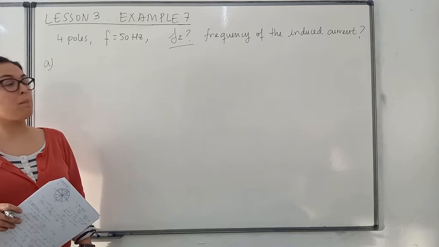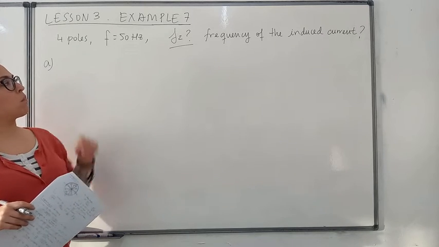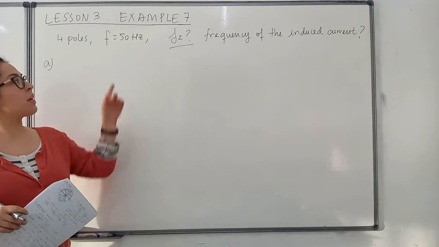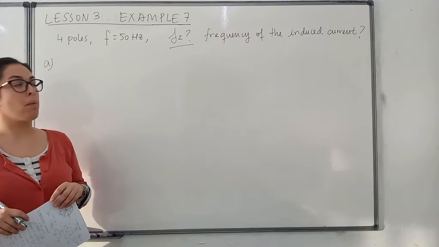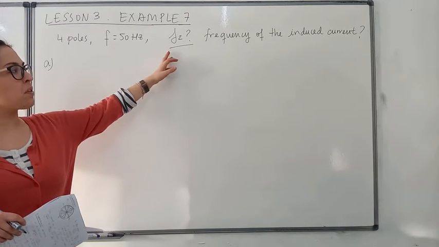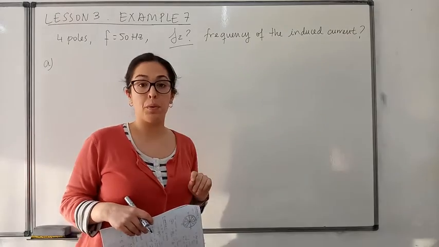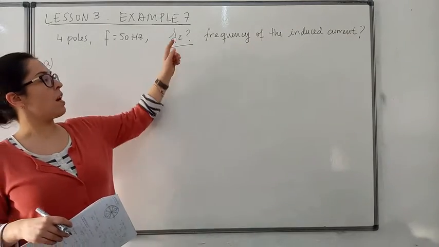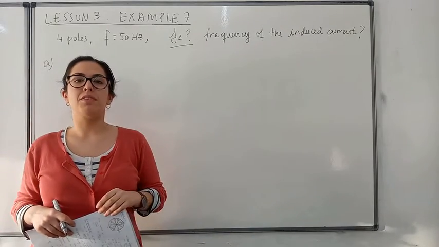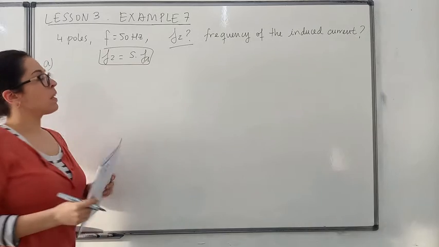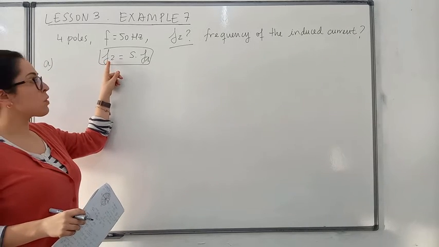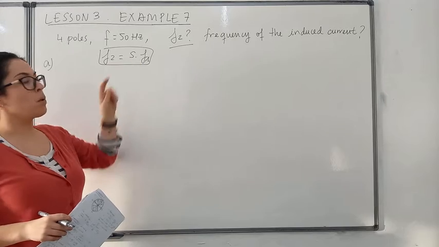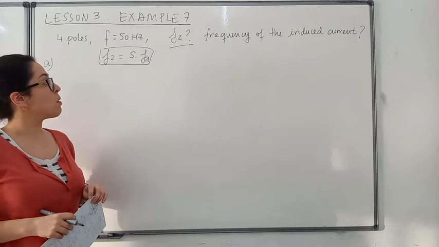Now we are at example number 7. So there you have a motor with 4 poles and a frequency of 50 Hz. And in this example, they ask the frequency of the induced current, which is F2, in different situations. So then you need to know that the frequency of the induced current is going to be the sliding multiplied by the frequency of the motor.